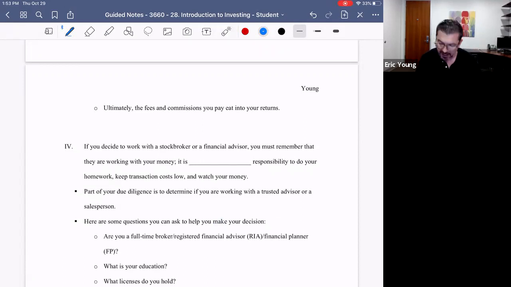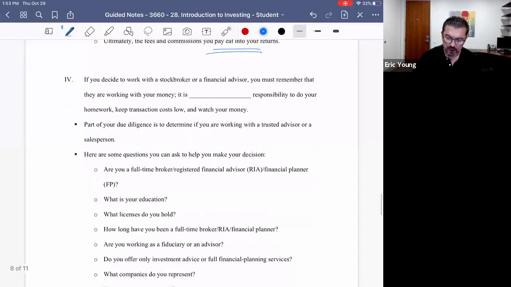Every fee that you pay eats into your returns. And if there's one thing I want you to take away from the time value of money discussion, it's that even small numbers over time have big impacts. Same thing holds here. Even small fees over time eat into your returns and reduce the amount of money that future you holds.